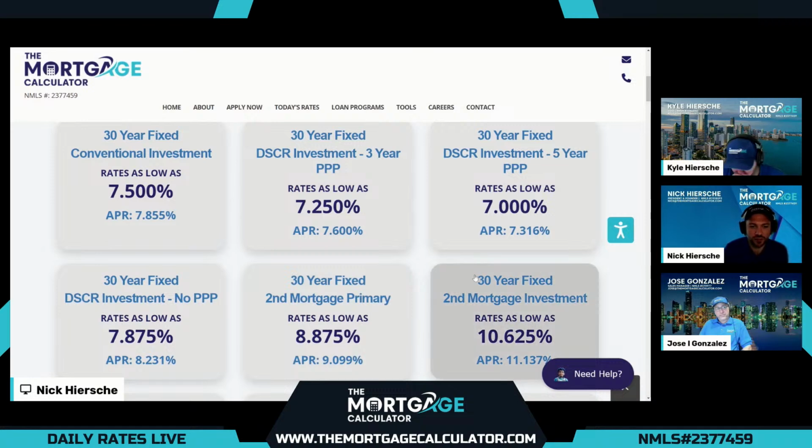And same program for investment property. So investors, again, may have a low rate first mortgage that they don't want to touch. Instead of getting a cash out of the whole property, keep the first mortgage, get cash out with a second mortgage. Rates as low as 10.625. Final APR 11.137. And both of these non-QM options can use alternative docs like bank statements. So great options for our second mortgage programs, which is a pretty cool feature there.